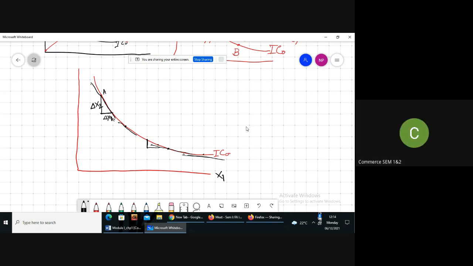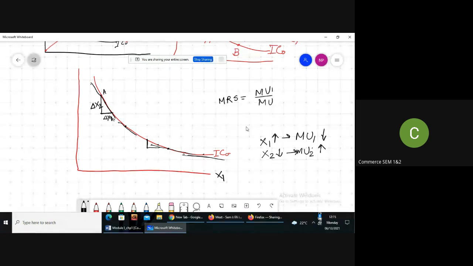This is happening because যত আমি consumption of X1 বাড়াবো, as consumption of X1 increases, the marginal utility of X1 will keep on falling. আর এইদিকে যত আমি ডান দিকে আস্তে আস্তে মুভ করব, তোমার ভ্যালু অফ X2 কমছে, সুতরাং mu2, marginal utility of commodity 2, will keep on rising. আমরা কি দেখেছিলাম? MRS equal to mu1 by mu2.